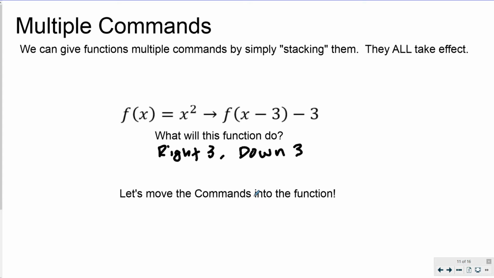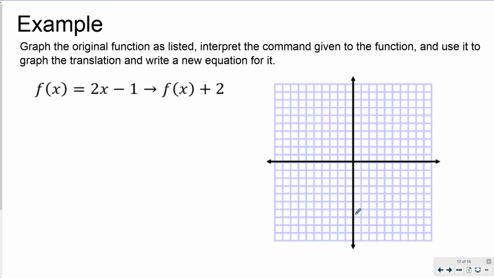So if I want to move these commands into the function, what it's going to look like is this. I'm going to do f prime of x equals, and instead of x squared, I'm going to write the x minus 3. So x minus 3 squared. And then I would put minus 3 on the outside to match this. And that's it. We would then be able to graph this, and we would get a nice, perfectly clear view of how that function has been translated. Right 3, down 3. So, I'm going to show you an example of doing all of this.